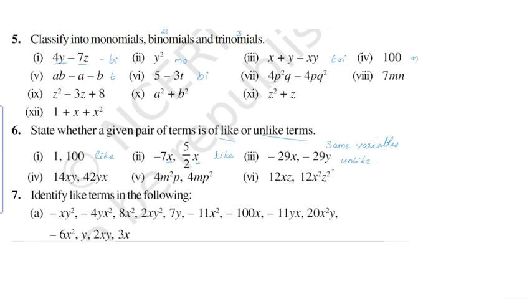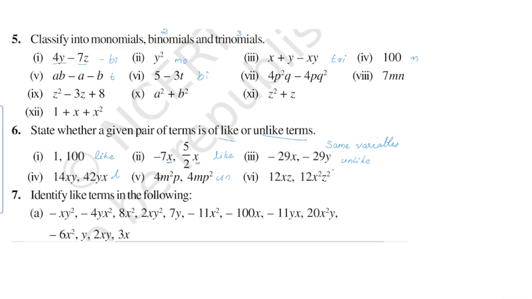Next question, fifth question, 4m square p and 4mp square. Look here, what is the variable here? M square p. So m is having a square over here, and in the next one, m doesn't have any square. So these are not like terms. This is an unlike term.